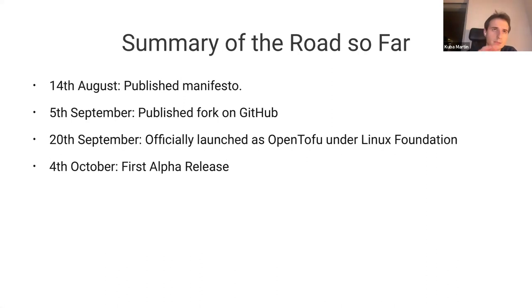Now, to go a bit about the timeline and see how that evolved, on the 14th of August, we published a manifesto, describing our stance and asking HashiCorp to reverse the license change. A while later, on the 5th of September, we published a fork on GitHub.